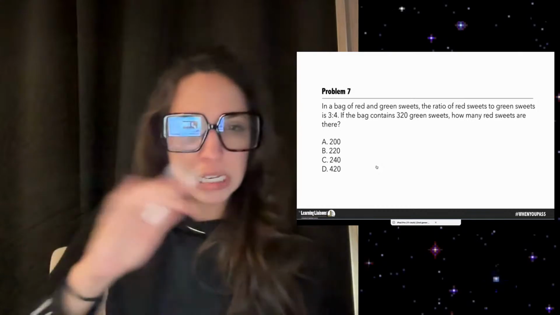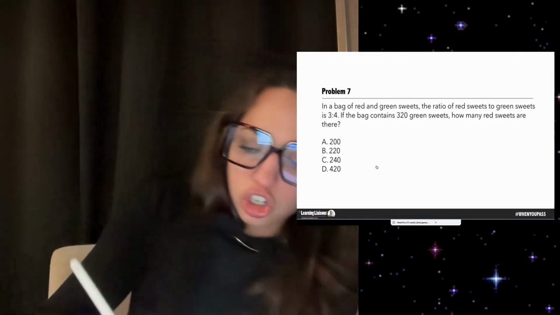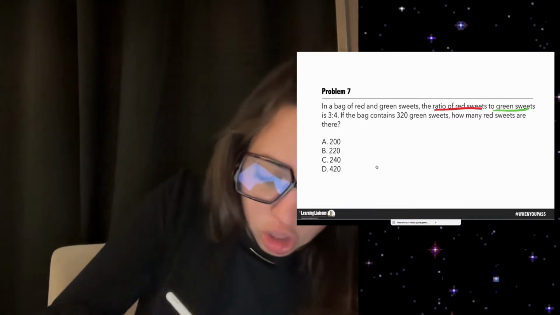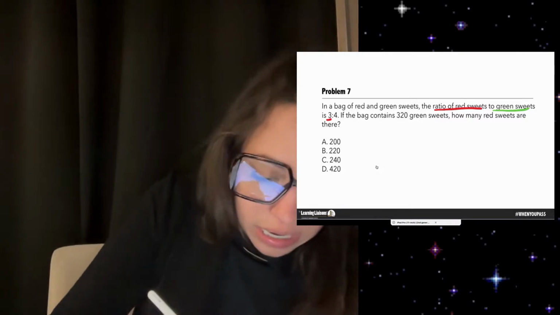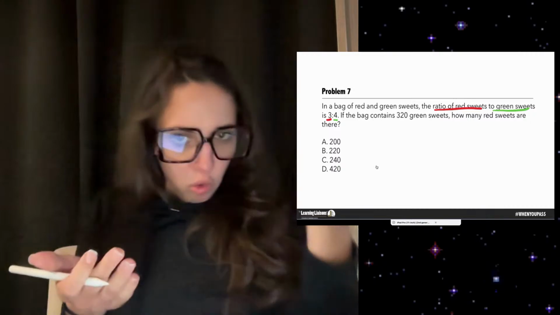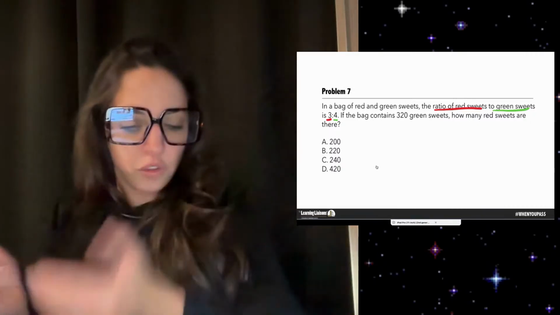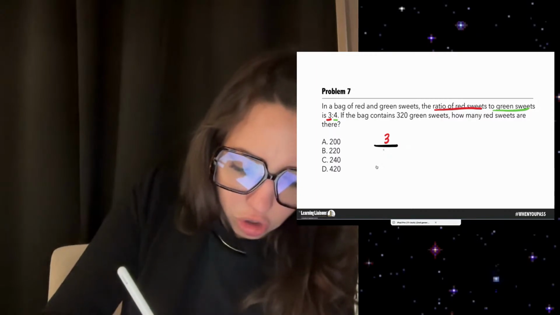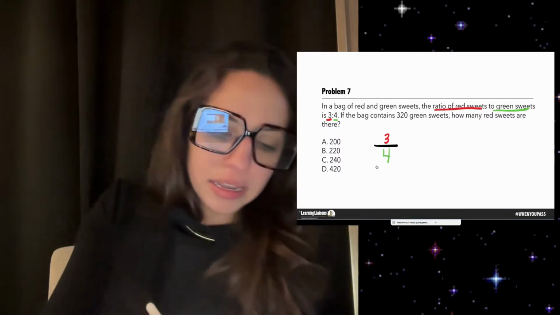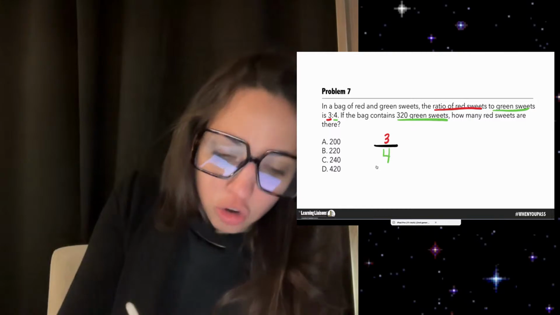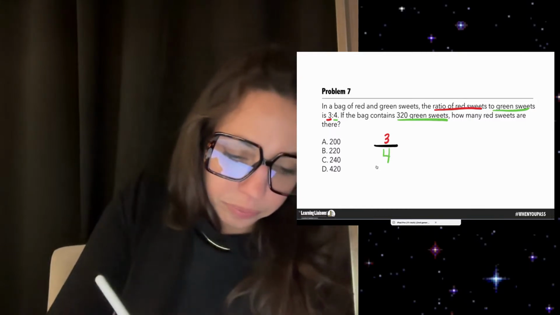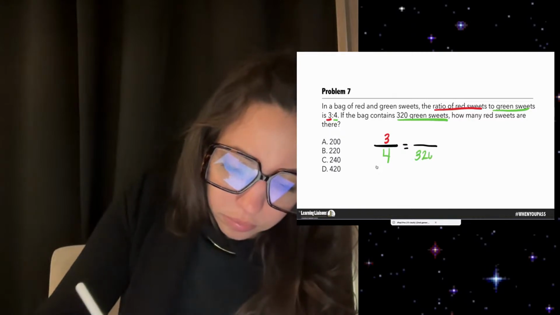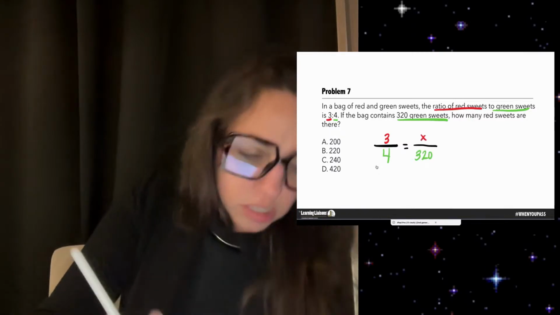And I'm going to use red and green to delineate on these problems. So the ratio of red to green is 3:4. The way you read it is literally the way it's represented. Red to green, 3:4. So I have red to green. If the bag contains 320 green sweets, how many red sweets are there?